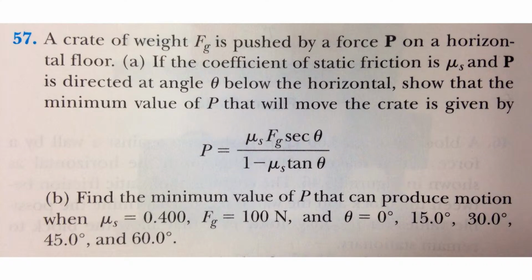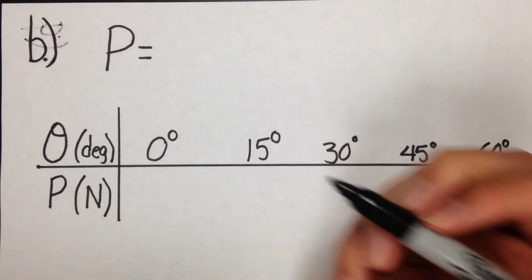Part B says to find the minimum value of P that can produce motion when mu sub s equals 0.400 and the force of gravity, or Fg, equals 100 newtons and theta equals 0 degrees, 15 degrees, 30 degrees, 45 degrees, and 60 degrees.